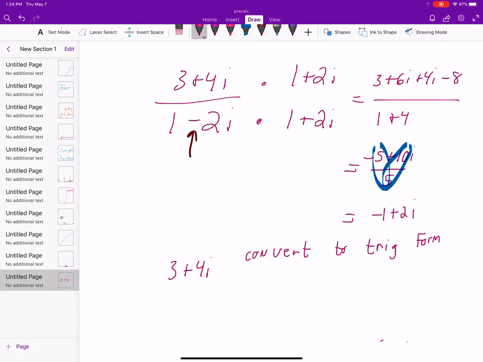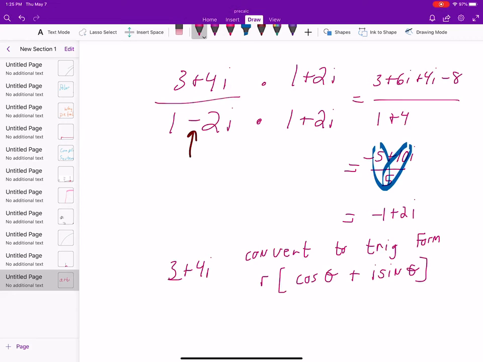So I'm going to take the 3 plus 4i. To convert that, I need the r value. I'm going to put an r value there, times cosine theta plus i sine theta, where theta is measured from the x-axis.